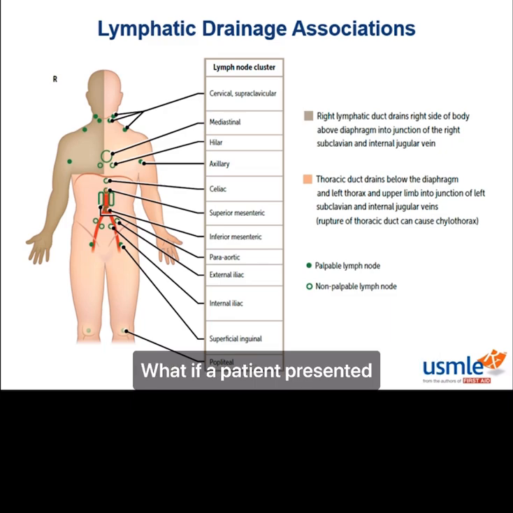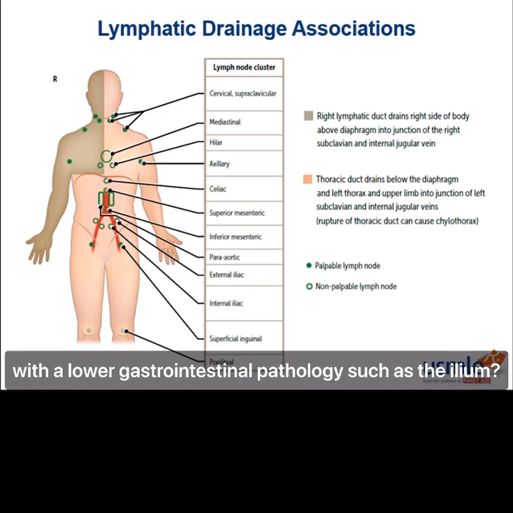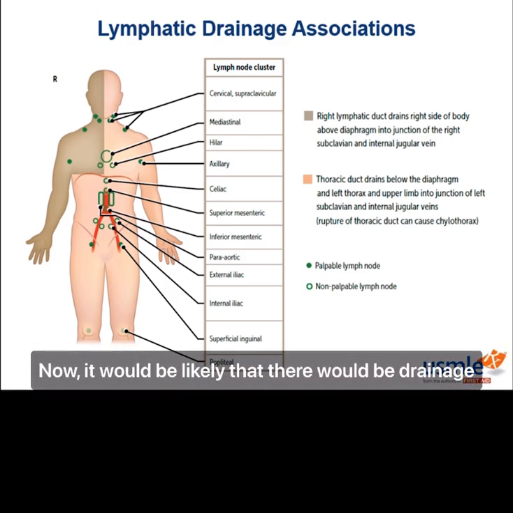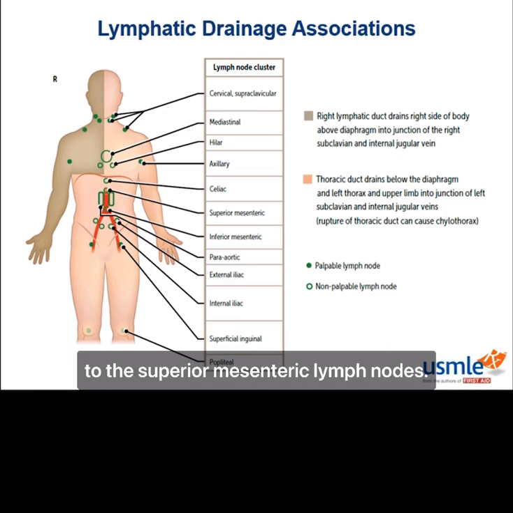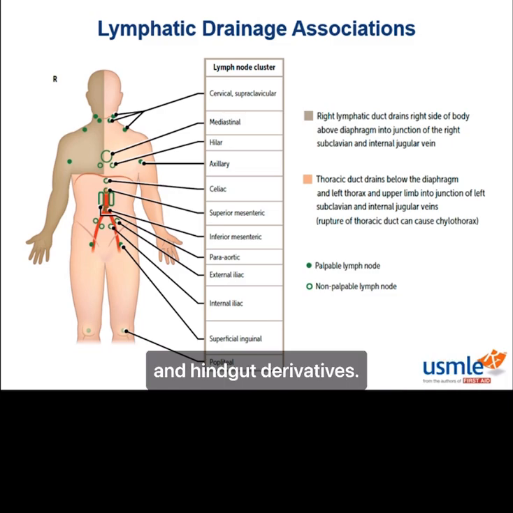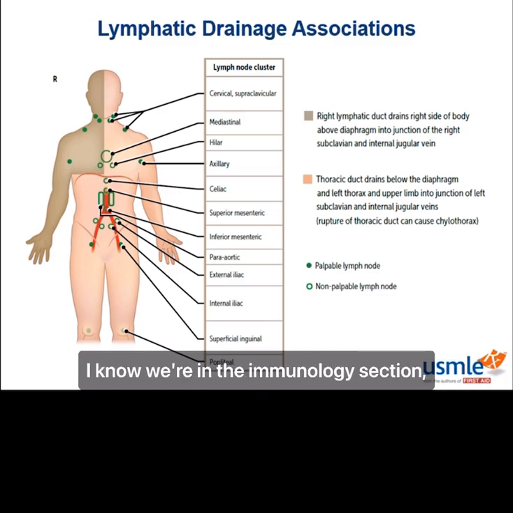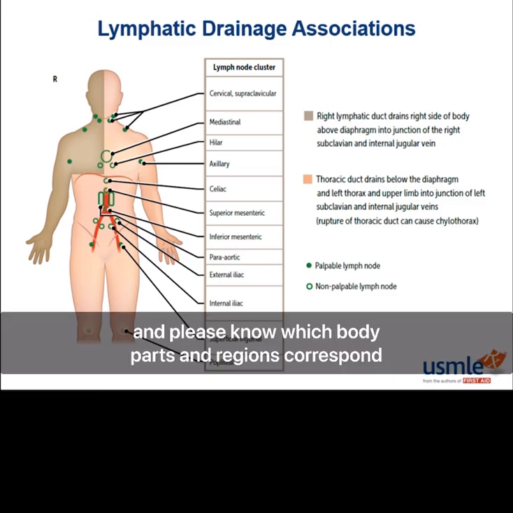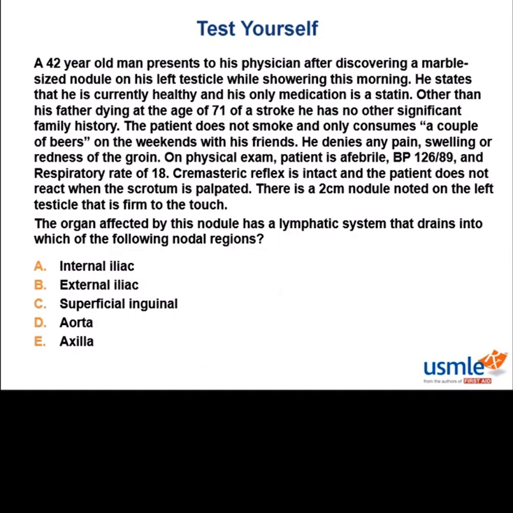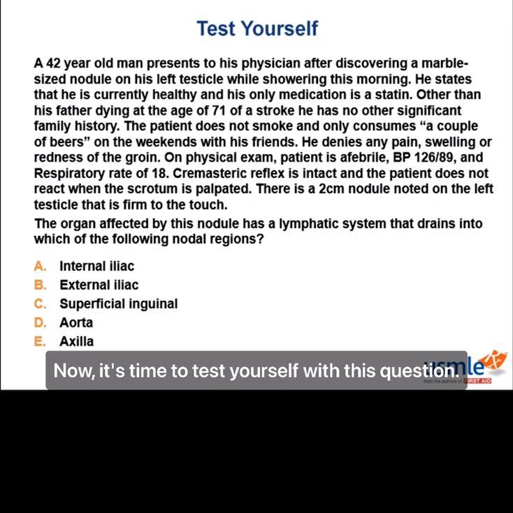What if a patient presented with a lower gastrointestinal pathology, such as the ileum? Now, it would be likely that there would be drainage to the superior mesenteric lymph nodes. Again, you need to remember your foregut, midgut, and hindgut derivatives. I know we're in the immunology section, but it's a great time to brush up on your embryology and anatomy. So again, these are very high yield, and please know which body parts and regions correspond to their lymph node clusters. Now, it's time to test yourself with this question.